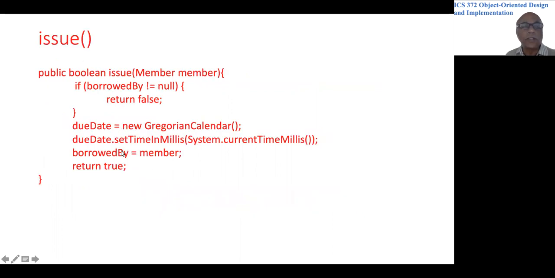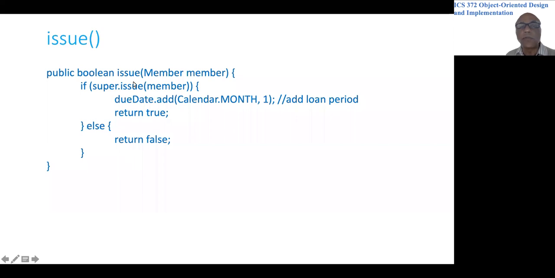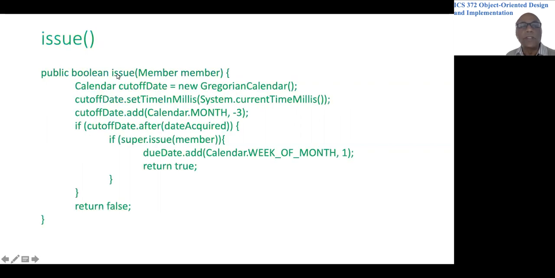The common issue method in LoanableItem would look like this. It would store the due date and the member who borrowed it, and the subclass will have the additional code needed. So the Book would call super.issue and add 1 month to the due date.